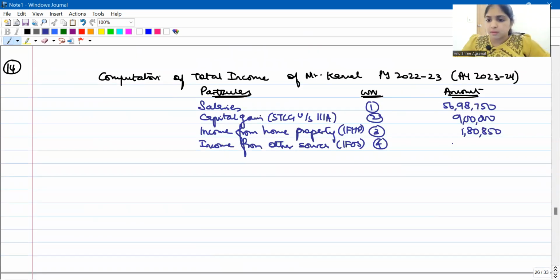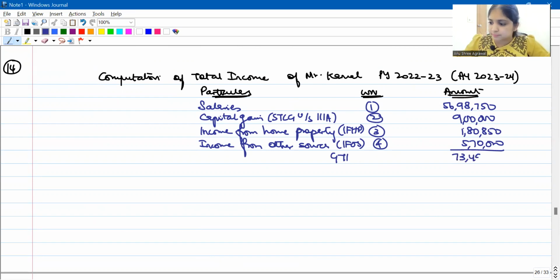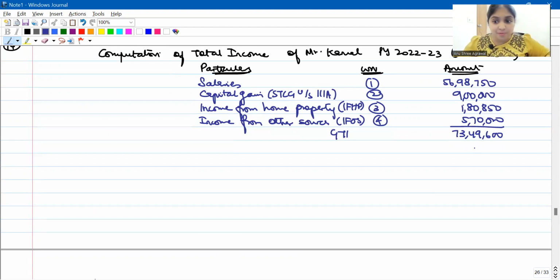5,70,000 here. So now if you add up, what is the gross total income of our assessee? Do you get this number? 73 lakhs 49,600. Now we have chapter 6A. I can't straight away subtract chapter 6A. I have to split this into 2 parts. What is my normal rate income and what is my special rate income?